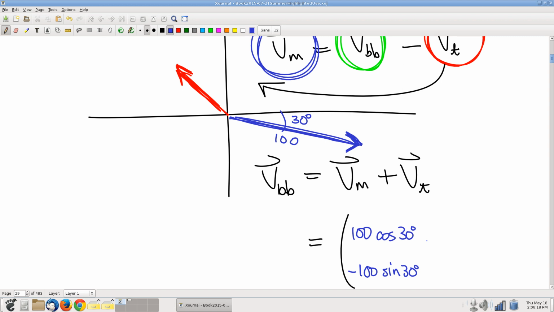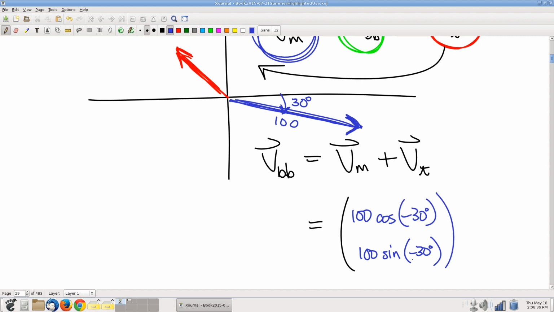Or if you prefer, I could say 100 cosine of negative 30, because the angle is down. Maybe that angle is negative 30. And then 100 sine of negative 30. This minus sign comes out because sine is an odd function, and the other one doesn't because cosine is an even function. Everybody good?